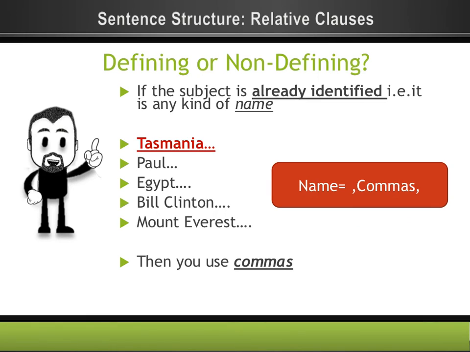So here's some more names. Tasmania, Paul, Egypt, country, Bill Clinton, maybe a famous person, Mount Everest, the name of a mountain. It could be the name of a forest, or a river, or a country, or a city. It could be anybody's name. Do you know Paul? It doesn't matter if you know Paul or not. Just the fact that Paul is a name is enough. Name means commas. Yes, name. Yes, commas.